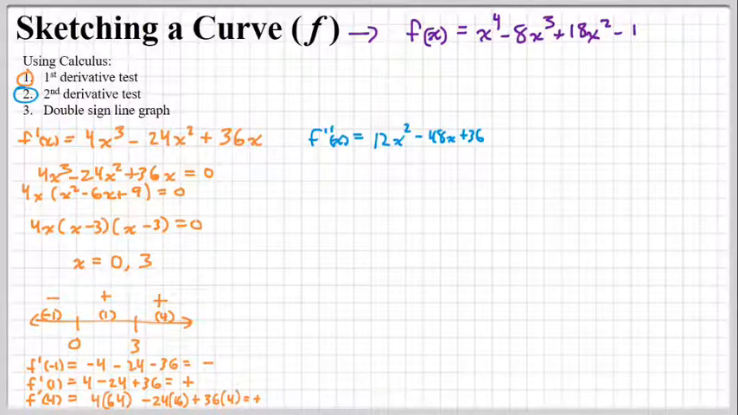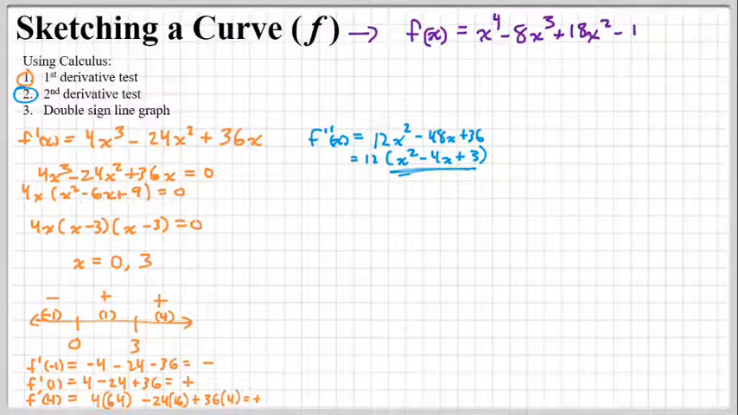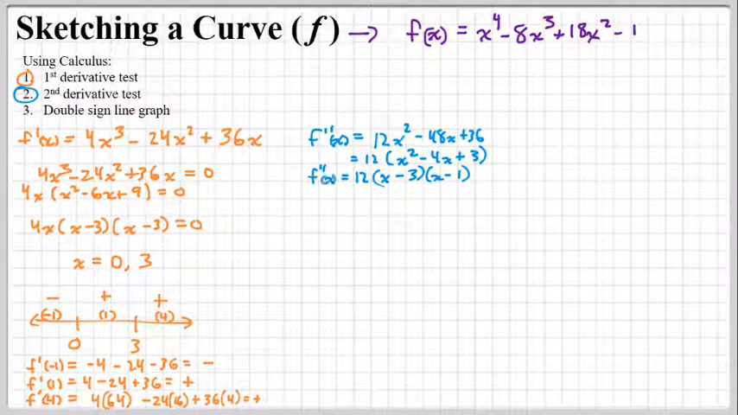It looks like we can factor out a 12 right here and make our lives a little nicer. That's going to be a -4, and then that's a 3. Yay. And is that factorable? Yeah, that's factorable. So it's x minus 3, x minus 1, and don't forget your 12 out in front. This is f double prime, and I'm going to set this equal to 0 to find possible inflection points.